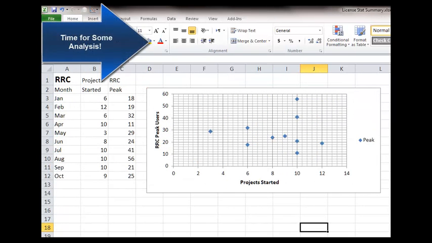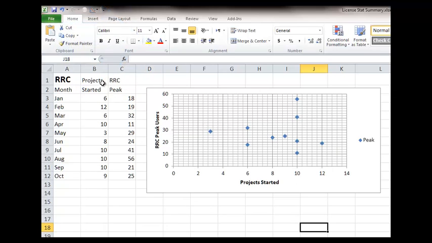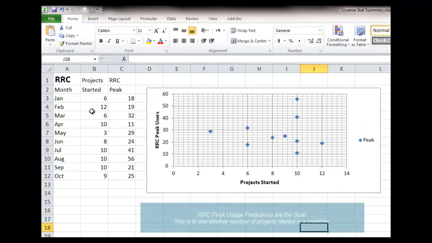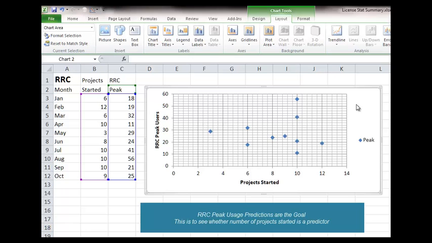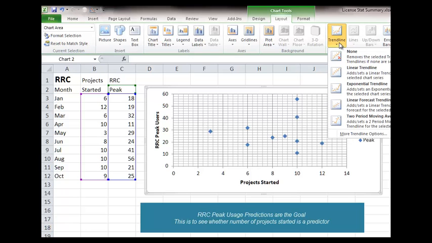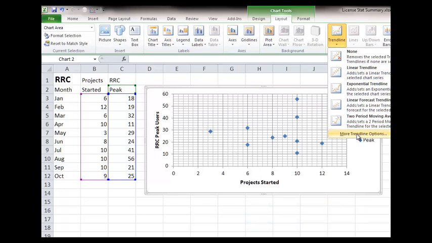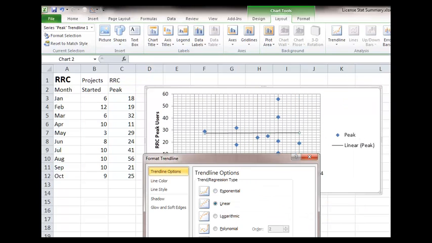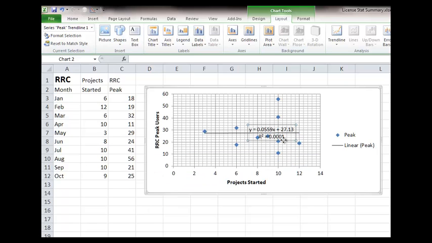And now for the analysis. The first thing I want to do is look at RRC, and I'm going to compare RRC peak usages to the number of projects started in a month to see if there's any predictive value there. Using the trendline function and going to more trend lines and predicting linear, you can see that the line is flat and the R squared value is near 0, so there's no real value in looking at linearity here.